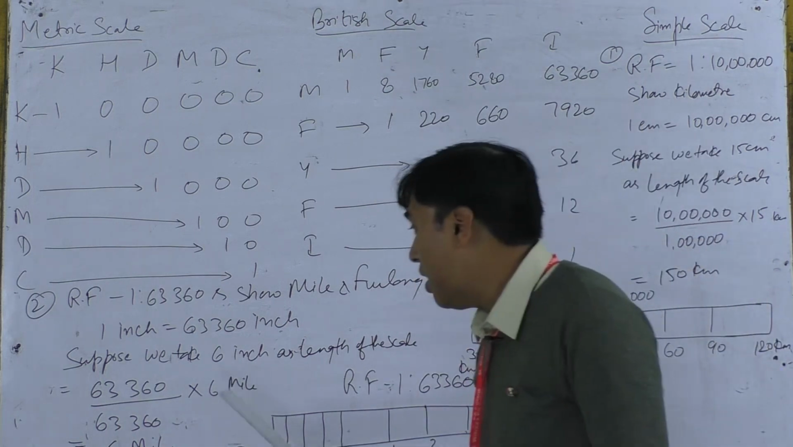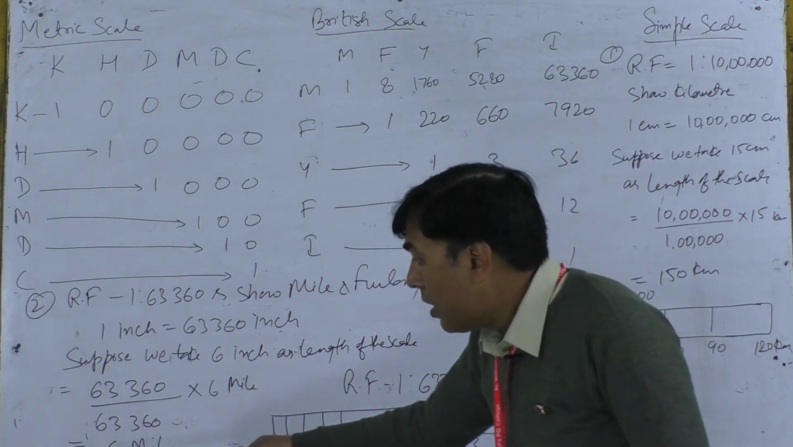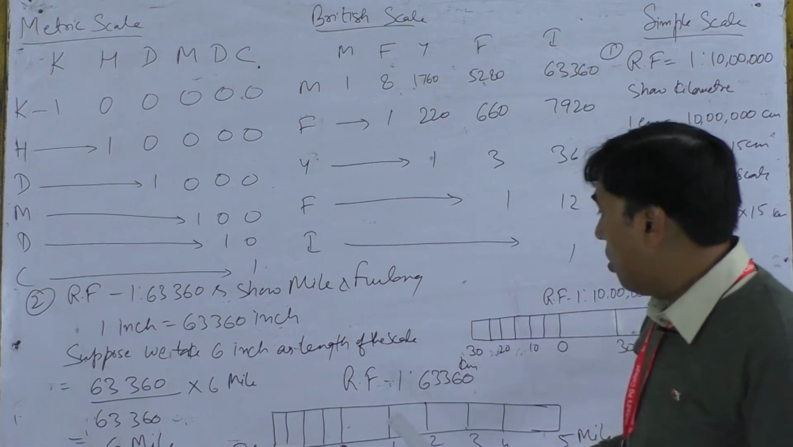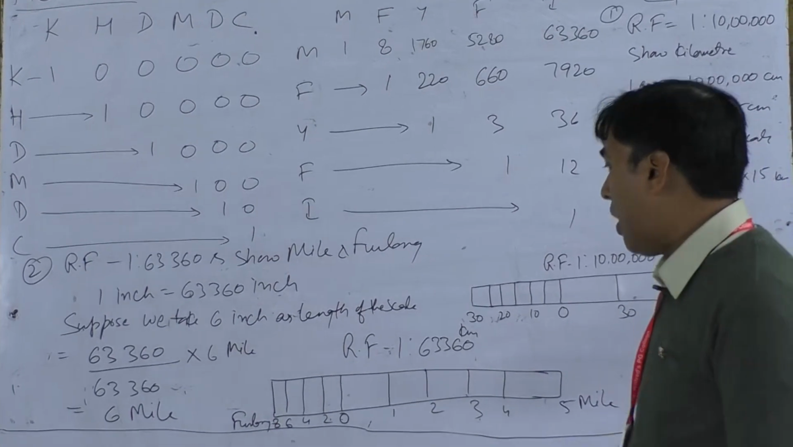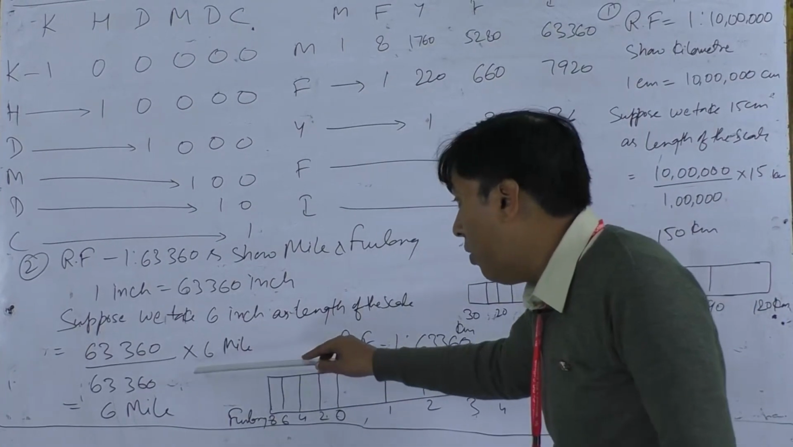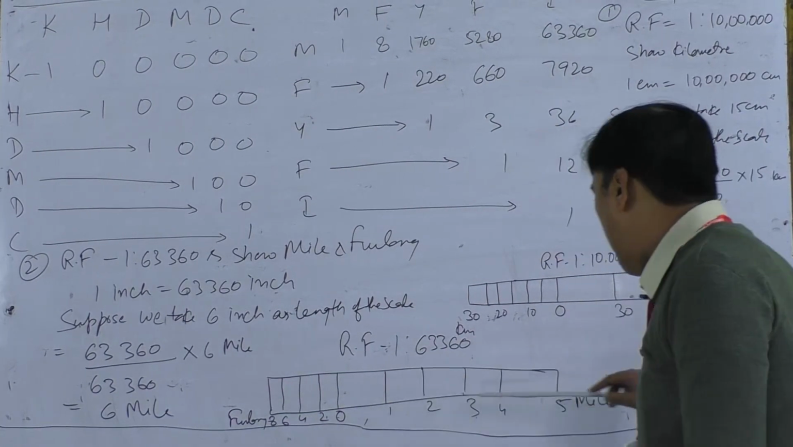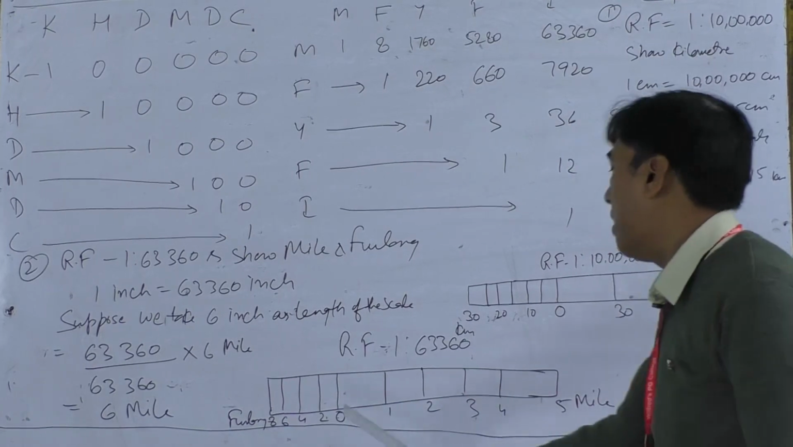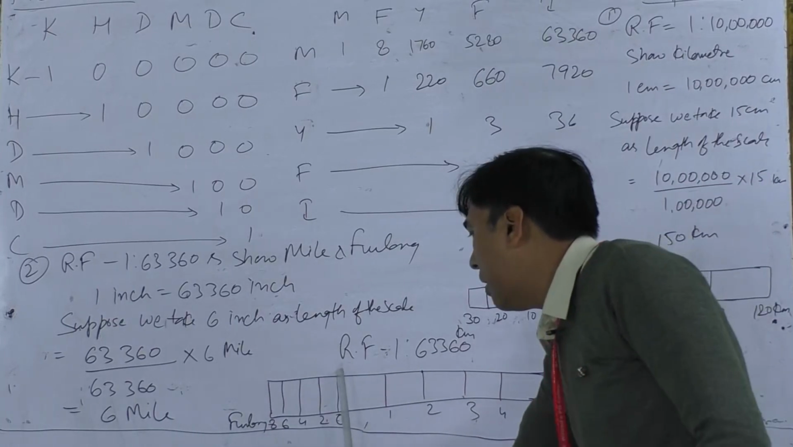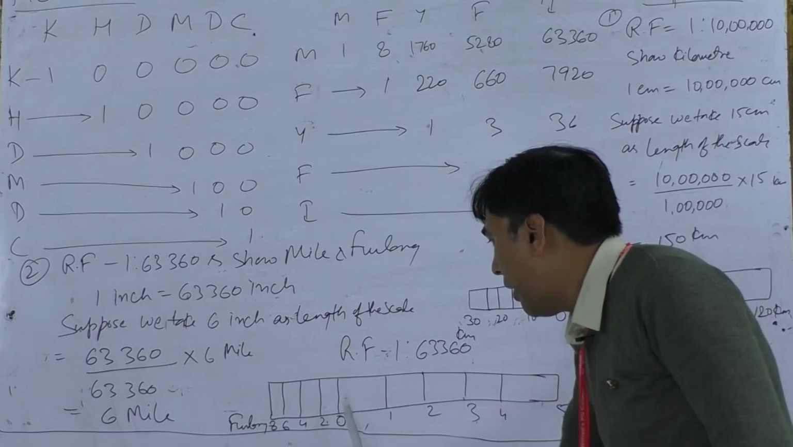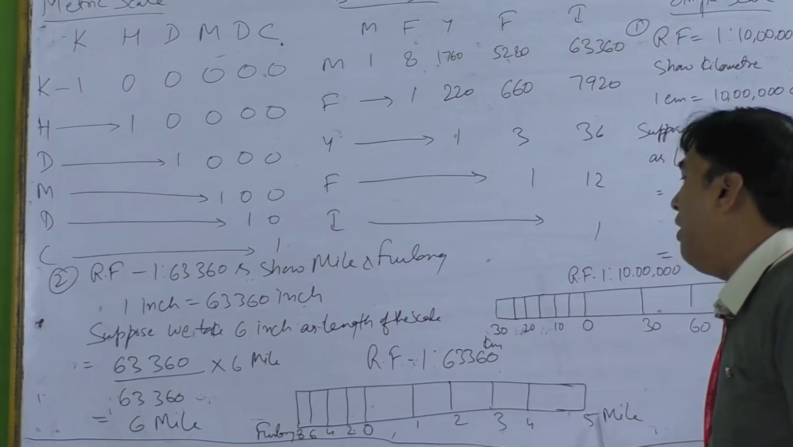So what does it mean? The 6 inch line will show a 6 mile distance. Okay, so this is the graphical scale for this RF. So what we do first is draw a 6 inch line. We draw a 6 inch line and divide it into 6 parts: first, second, third, fourth, fifth and sixth. In the first part here we will write 0, then 1, 2, 3, 4 and 5.